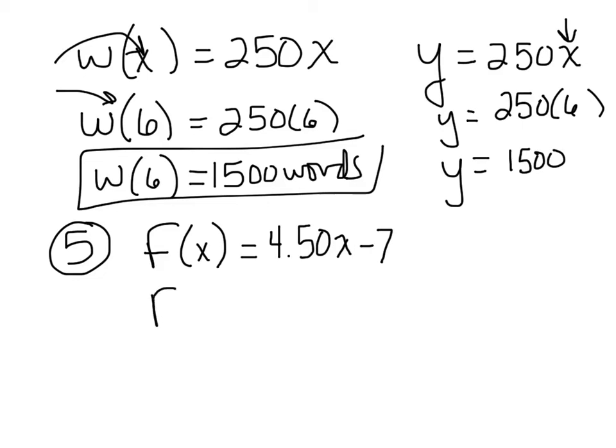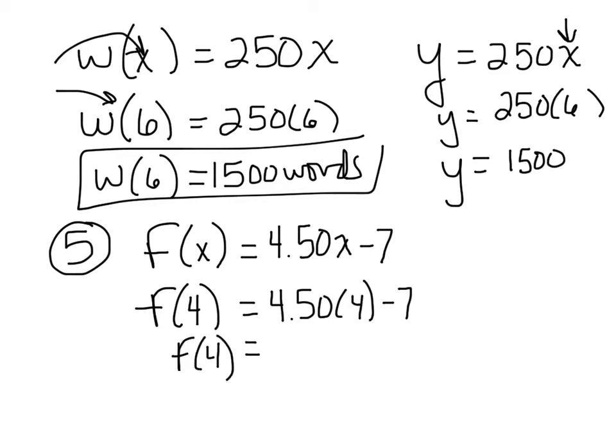All you're doing is, we want to know 4 containers of orange juice, so I put f of 4 equals, and then I just plug in 4 for x. So you would take $4.50 times 4, and then subtract 7, and that would give you f of 4 would be $11. So instead of y equals, we're doing f of 4 equals $11. Go ahead and try number 6 on your own.